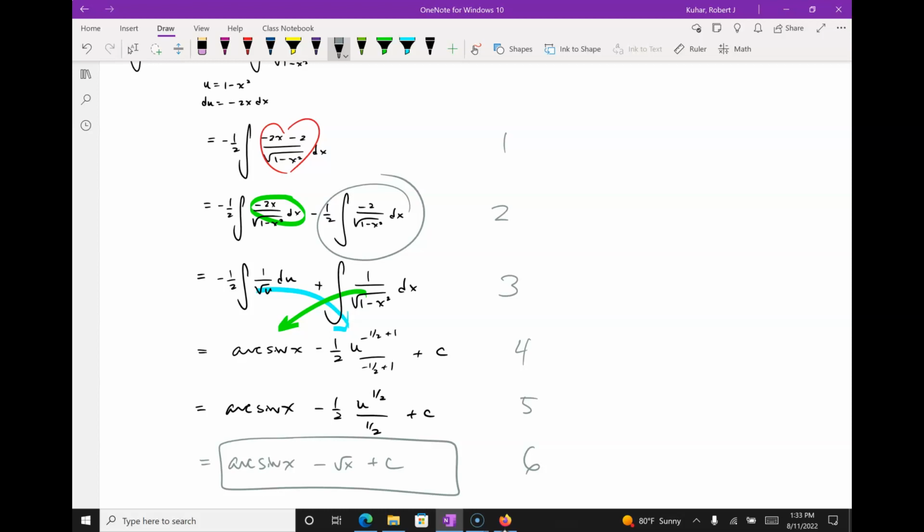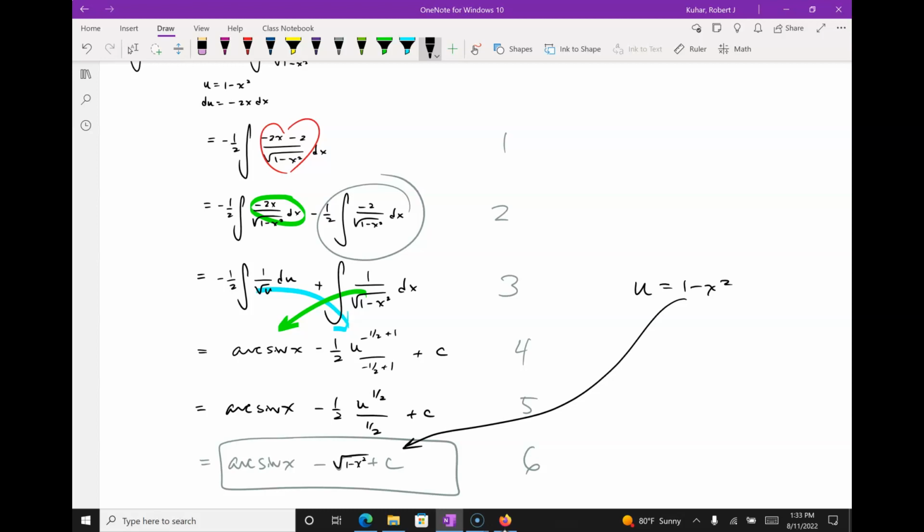Where are you right now? Okay, on 5. Oh, yes, thank you. Very good. Imagine originally u was 1 minus x squared. So when I put it back as a u, I made a mistake.